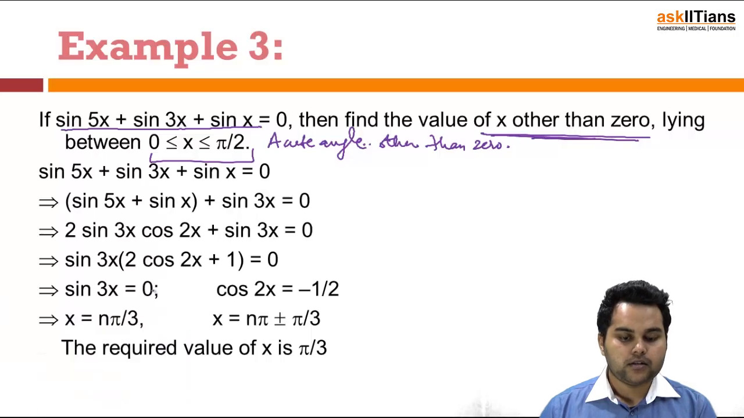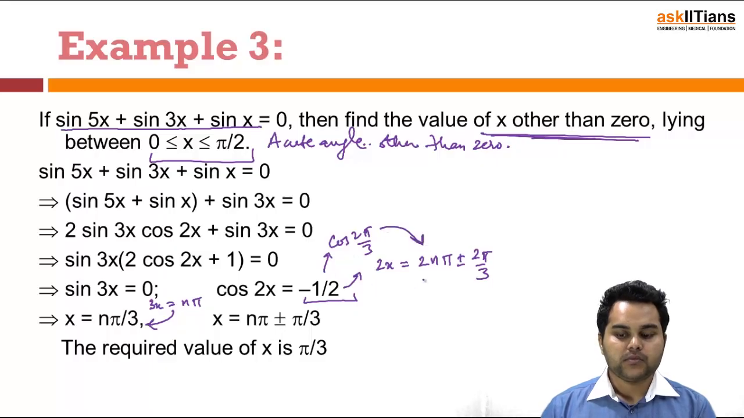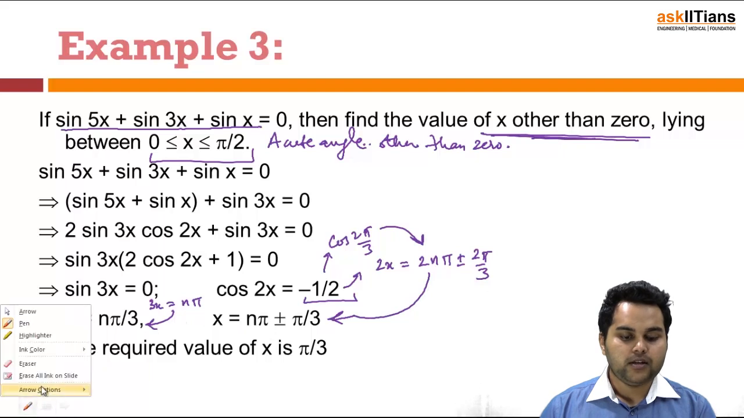I would get 3x is equal to n pi, or x is equal to n pi by 3. On solving this, I would get 2x is equal to 2n pi plus minus 2 pi by 3. Now 2 pi by 3, why 2 pi by 3? Because 2 pi by 3 lies in the second quadrant where cos is negative. That's why I chose minus 1 by 2 to be written in the form of cos of 2 pi by 3, which gave me this equation, and from this equation I get the value of x as n pi plus minus pi by 3.